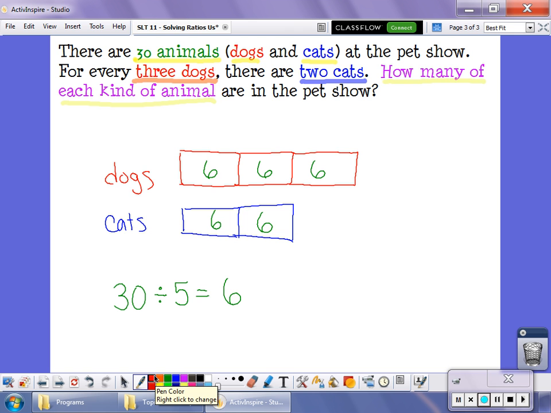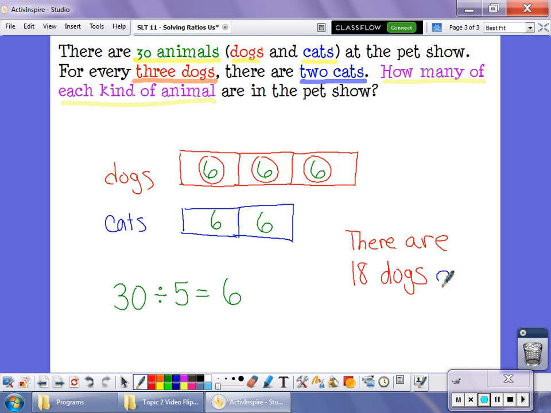And now all that's left is to answer my question. It says how many of each kind of animal. We can say there are, and remember we've got 1, 2, 3. So that's going to be 3 times 6, which is 18 dogs. And we have 2 groups of the cats, 1, 2. 6 times 2 is 12, so there would be 12 cats. 18 dogs and 12 cats.